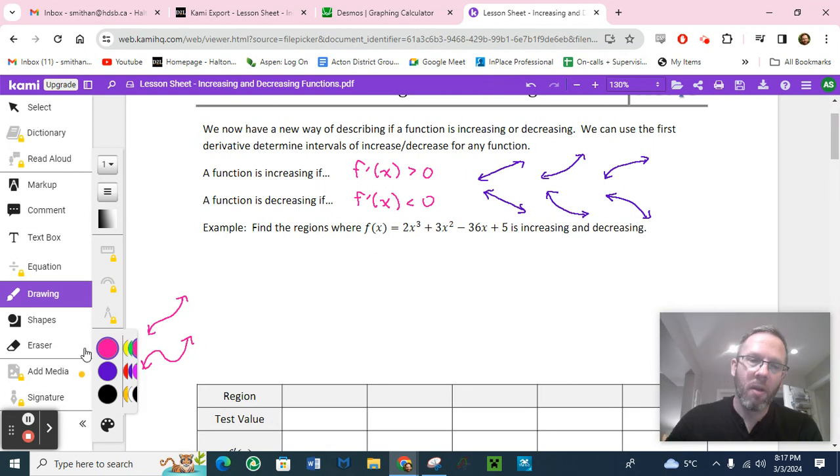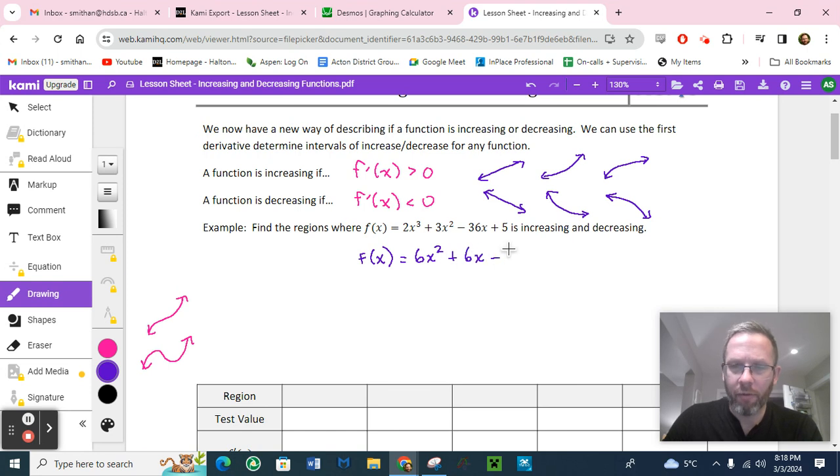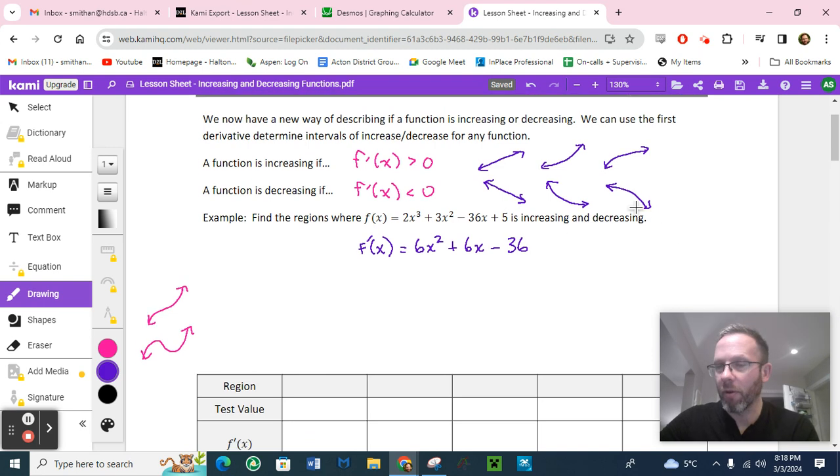So let's dive in. This isn't exactly a terribly difficult derivative. What we're going to do is find the derivative first. And then we'll look at when the derivative is positive or negative. That will help us tell if the function is increasing or decreasing. So it's a quick derivative: f prime of x equals 6x squared plus 6x minus 36.